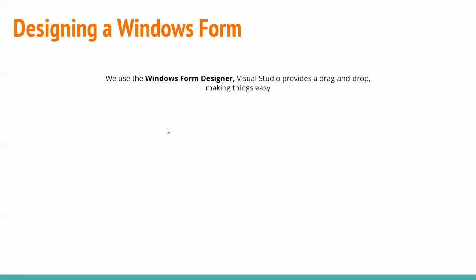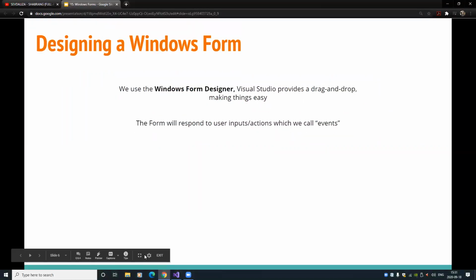So we use what's called the Windows Form Designer to create these desktop applications. Visual Studio provides drag and drop. It's almost like using WordPress or one of those nice web development things that are out now, where you can literally just drag things onto the screen and it basically just works. So it's quite a cool thing, and it makes it quite easy. So we use drag and drop in the Windows Form Designer. You can also type it, but why would you do that to yourself?